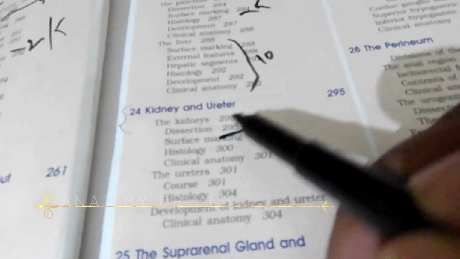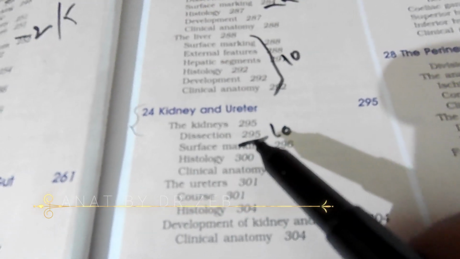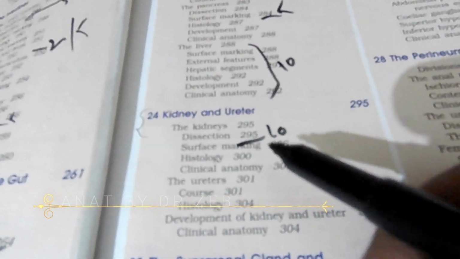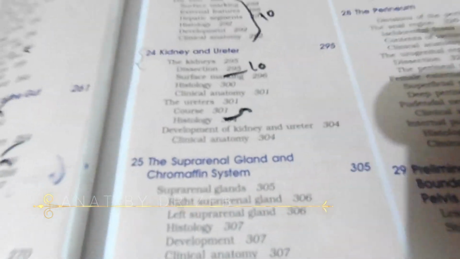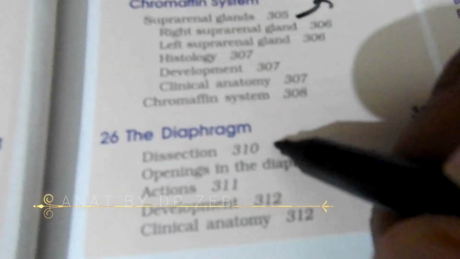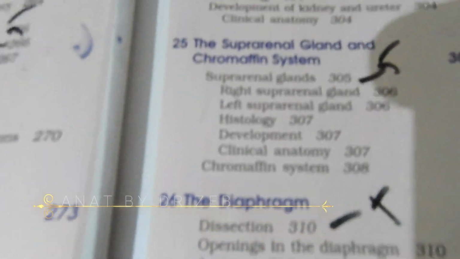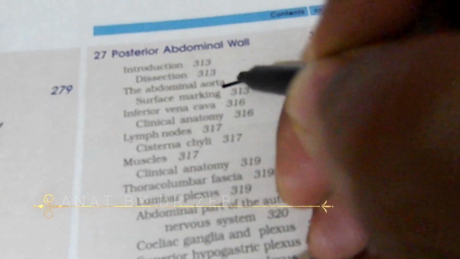Kidneys, 10 marks. Classic question on kidney, 10 marks. If they don't ask you, cut section of kidney for 5 marks. Nephron for 5 marks, they may ask here. Ureters and bladder may come for 5 marks, respectively. And adrenal glands, the suprarenal glands, together for 5 marks. Diaphragm and the structures passing through it, the openings in the diaphragm, for 5 marks. Posterior abdominal wall, just go for the abdominal aorta in this chapter for 5 marks.